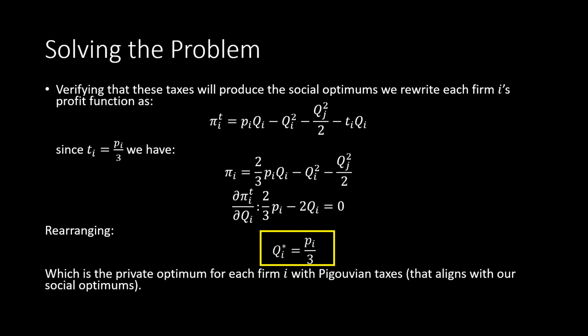Now, verifying that these taxes will produce our social optimums, we rewrite each firm as firm I. I'm using this notation of I because these profit functions are symmetric, and I want to save some space. Since TI is going to be equal to PI all over 3, we simply plug that in, update our profit function, take our first order condition, and we find our private optimum with this Pigouvian tax. And we see that this private optimum is the same as our social optimum because we have used this Pigouvian tax.